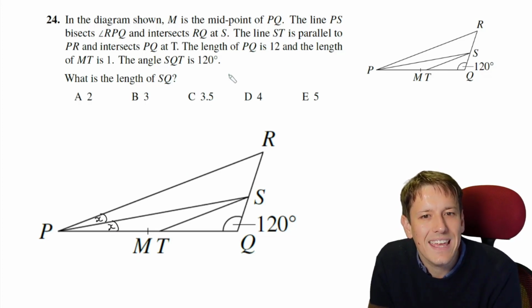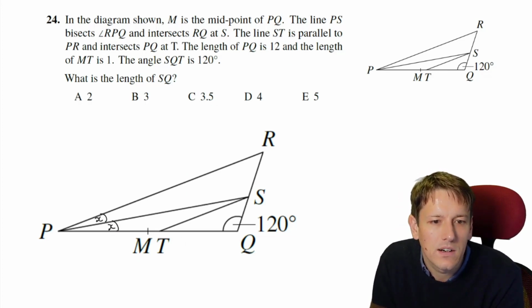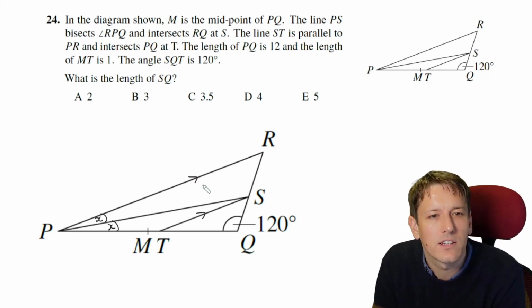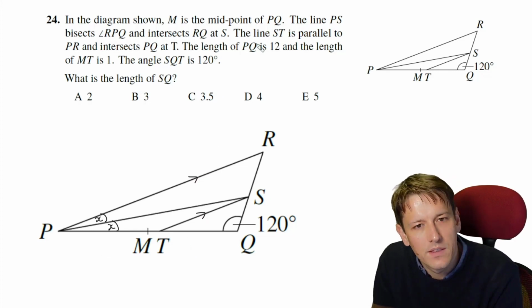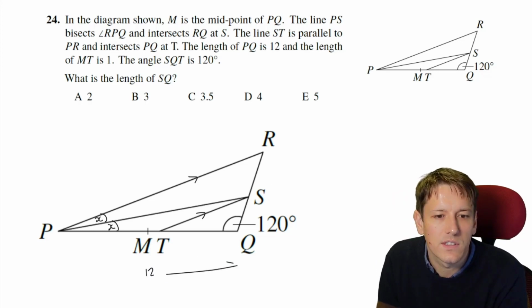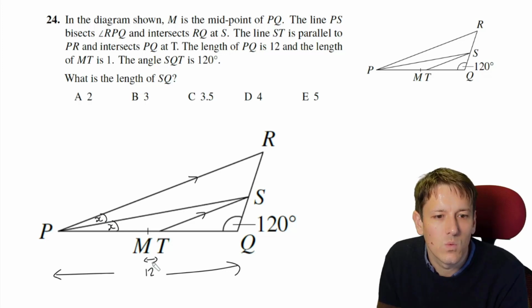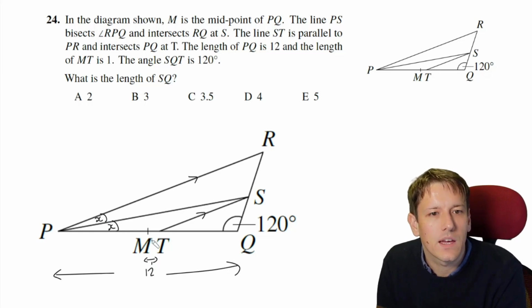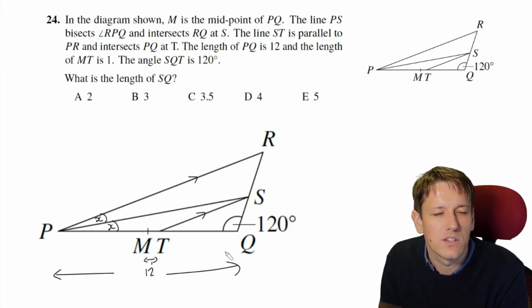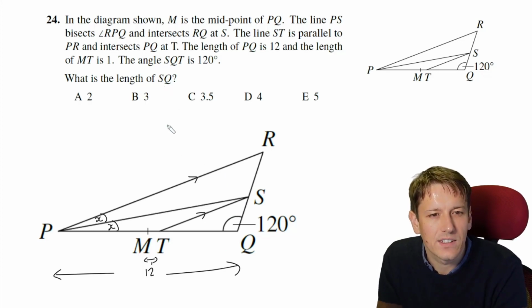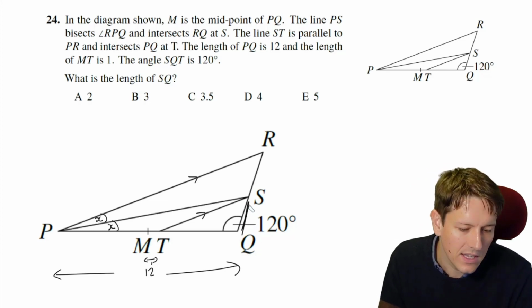So the line ST is parallel to PR, so this one and this one are parallel, and intersects PQ at T, okay? The length PQ is 12, so that's that whole length across here, and the length of MT is 1, okay? So the angle SQT is 120 as shown. What's the length of SQ? That's what we want to work out here, this part here.